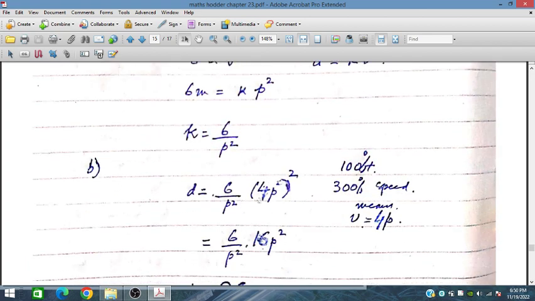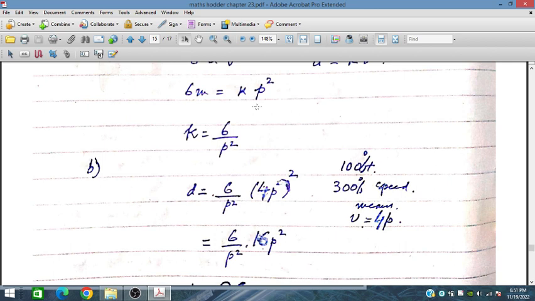Now the speed has increased by 300%. It was initially operating at speed p. Now it has increased 300%. Increase means the speed is now 1p plus 3p, so its speed is now 4p.